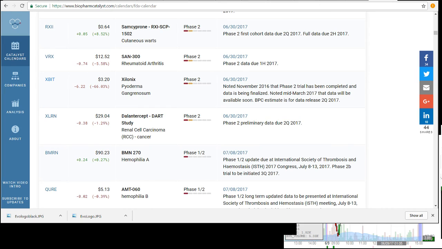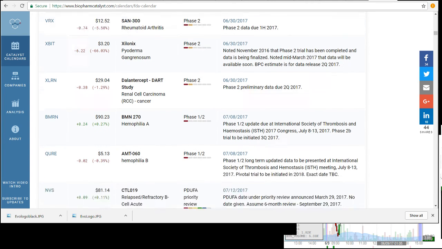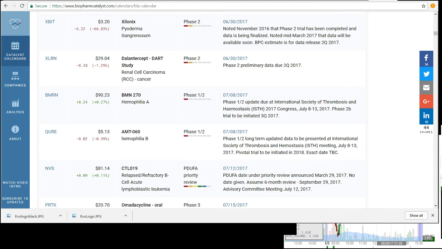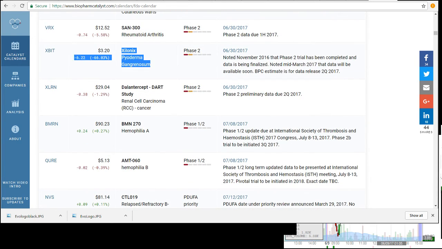I know a lot of people have been playing this, especially with its 66% drop. The other day, it ran all the way down to 280, 275 before it bounced up. So this is definitely one to look into because it might play a big factor. Even though they were recommended to discontinue their phase 3 trials, they've got this phase 2 on the 30th coming up, so that's definitely something to look into.